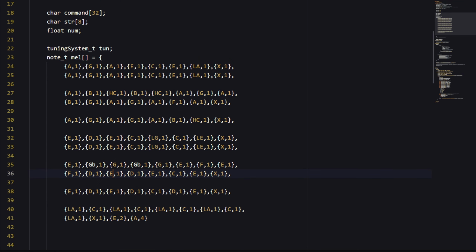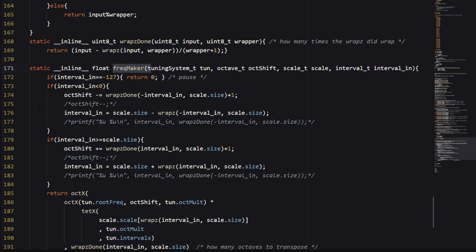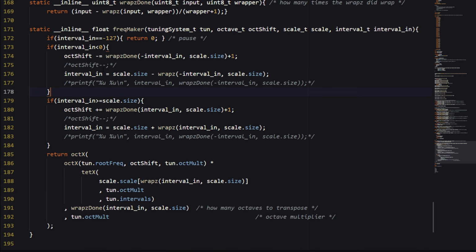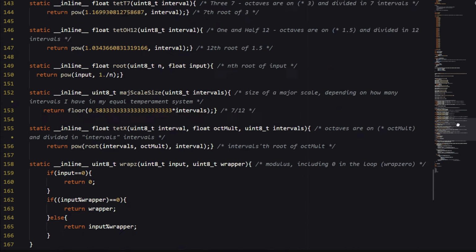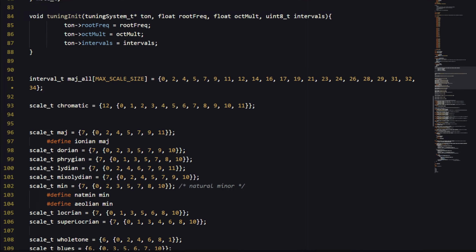So basically, the equal temperament system is a system that makes a frequency from some data. So that's what I have in this function here. It's called frequency maker. So it will output a frequency given some data, and this data is a tuning system, an octave shift, a scale, and an interval on this scale. In this case, as a scale, I'm using a chromatic scale, so I have all 12 intervals.